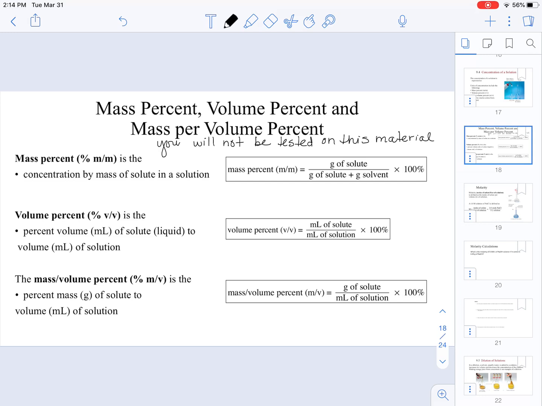And when it comes to the mass percent, understand that the mass percent specifically talks about how many grams of solute we have in grams of solute plus solvent. In other words, grams of solution. When it comes to volume percent, the number given to you is the milliliters of solute divided by the milliliters of the solution. Remember that each one of these is going to be multiplied by 100%.